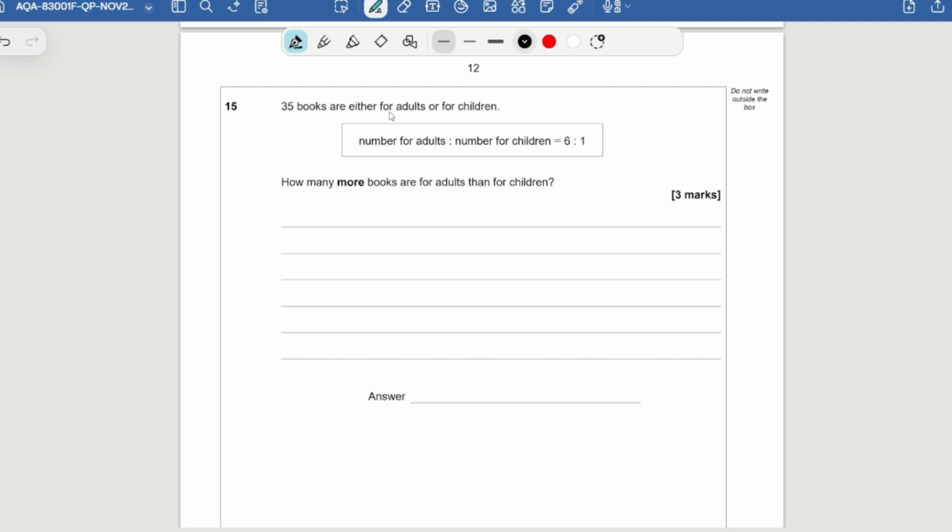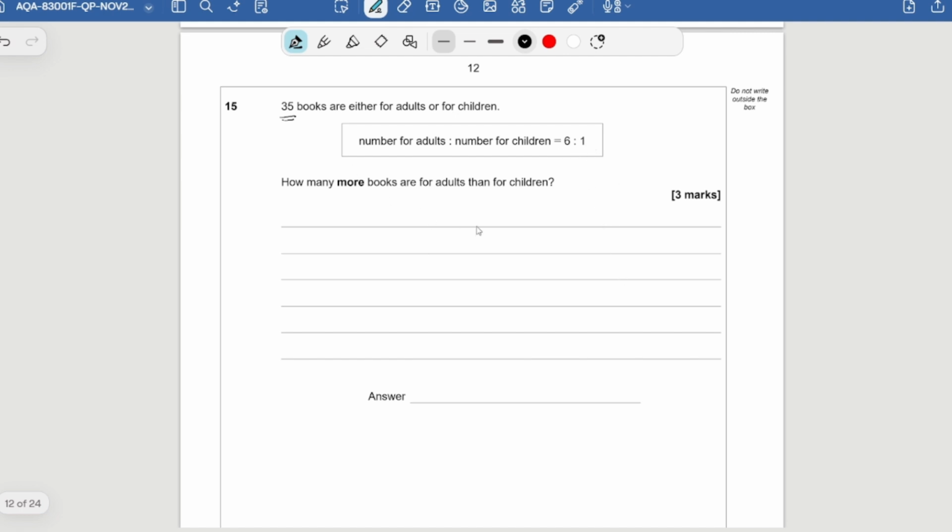35 books are either for adults or for children. The number of adults to children ratio is 6 to 1. How many more books are there for adults than for children? We've got the total number of books are 35, which are being divided between adults and children books in the ratio of 6 to 1. So we need to first figure out the actual number of books for adults and the actual number of books for children.